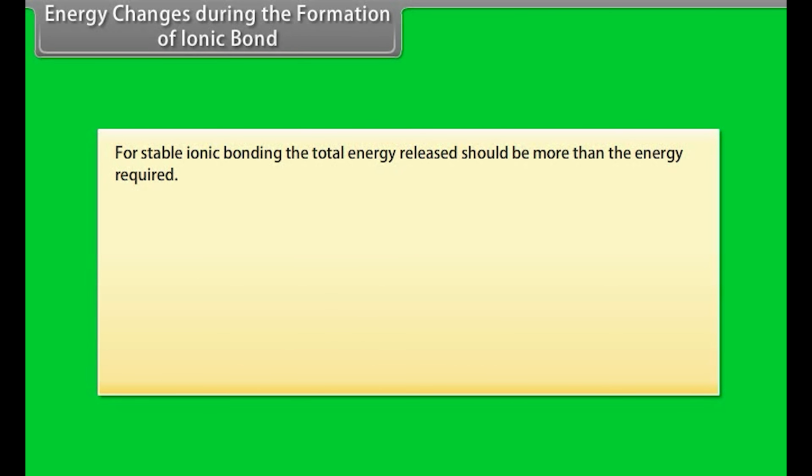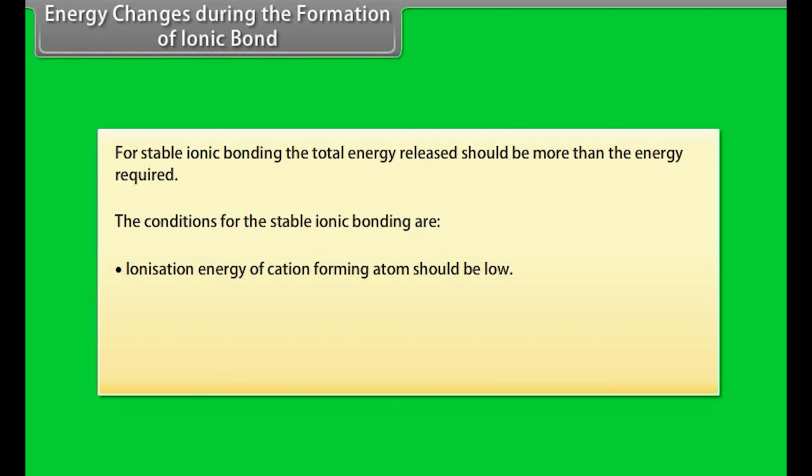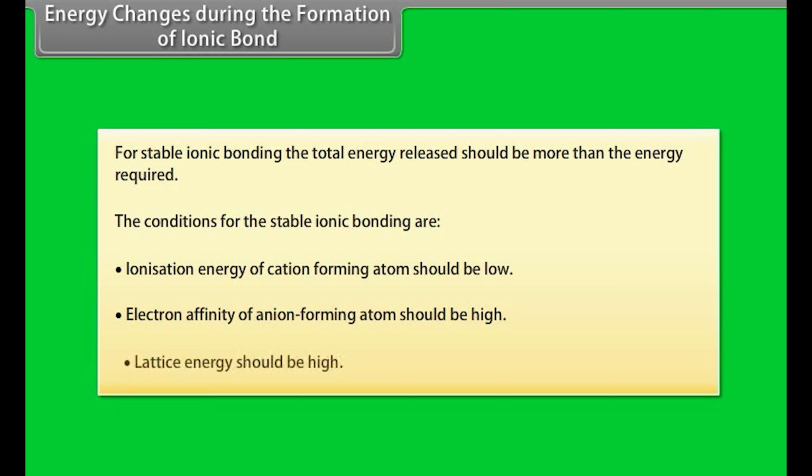Now, for stable ionic bonding, the total energy released should be more than the energy required. The conditions for stable ionic bonding are: ionization energy of the cation forming atom should be low, electron affinity of the anion forming atom should be high, and lattice energy should be high.